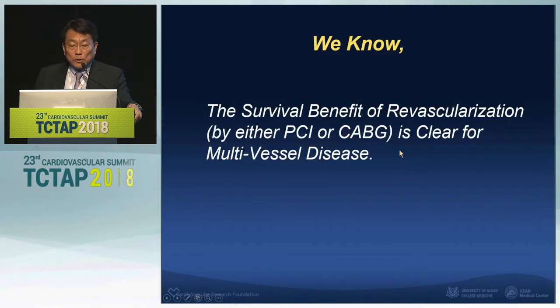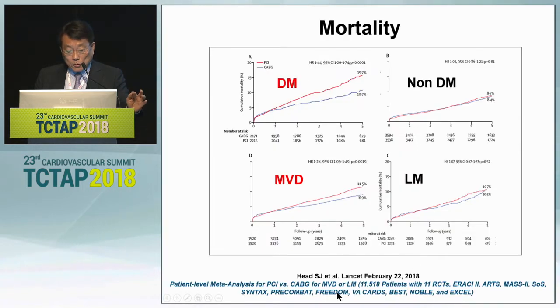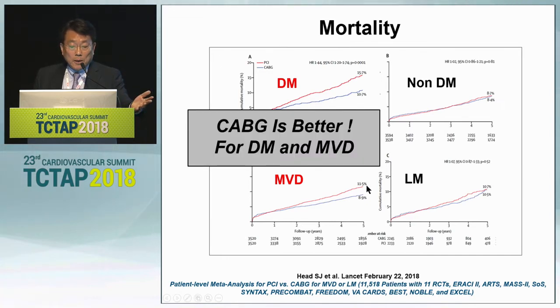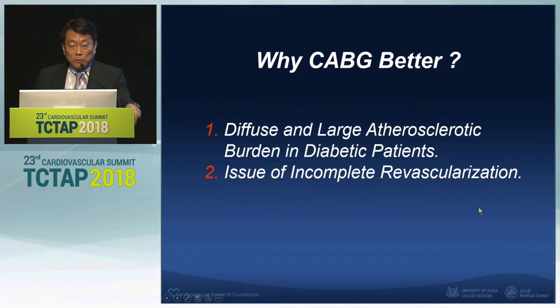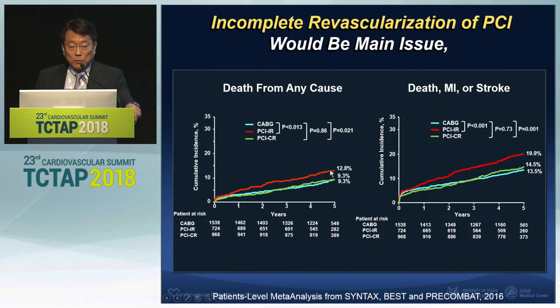So who should undergo CTO PCI? We know that the survival benefit of revascularization is clear for multivessel disease. There is recently published data from almost all the randomized studies, including 11,000 patients, PCI versus surgery, multivessel and left main disease. They clearly demonstrate that the patient group with diabetes and multivessel disease has better outcomes with bypass surgery rather than PCI. So why is CABG better? We don't know the exact reason. However, the recent issue is incomplete revascularization and diabetes, with a large ischemic burden and diffuse disease, so the characteristics of bypass surgery and local PCI treatment are totally different.